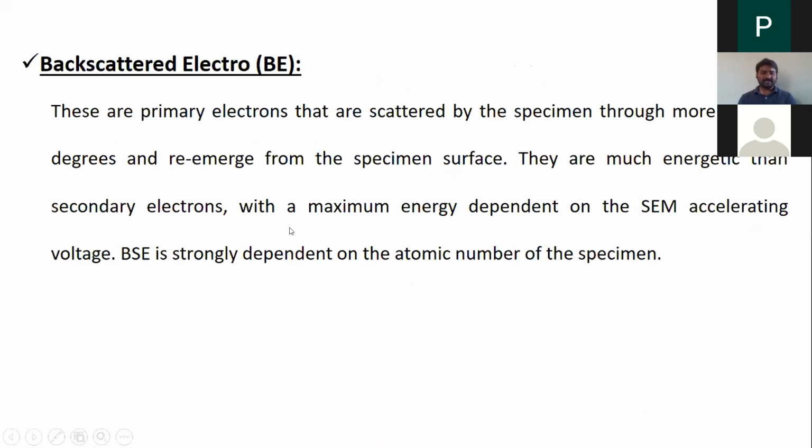Backscattered electrons have very high energy. That's why they penetrate the sample up to 5 micrometer depth. On the surface, they penetrate up to 5 micrometer and the electrons are scattered back. Those scattered electrons are collected and the image is produced based on that. Such a mechanism produces what we call backscattered electron images, or BE images.